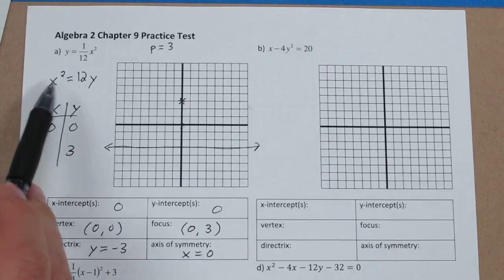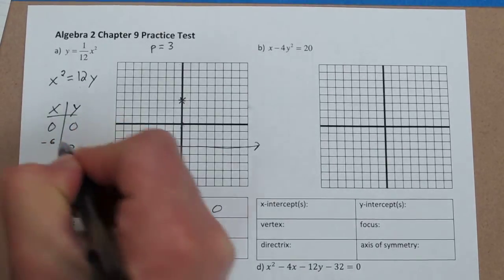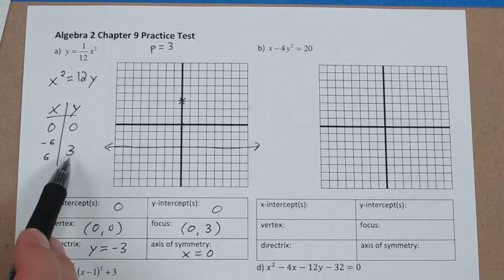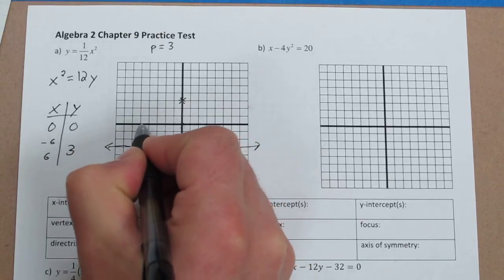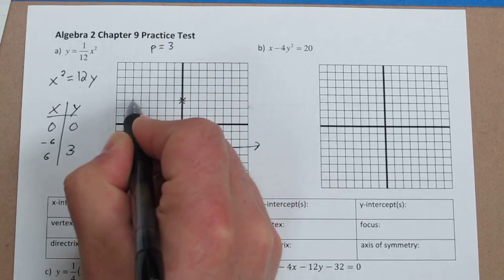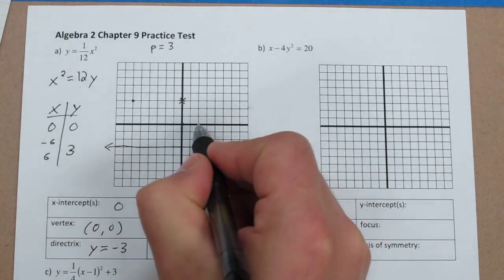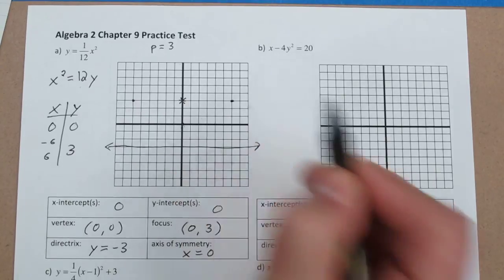What could we square to get a 36? Well, there's two values actually. You could square a -6 or a 6. So -6, 3 is on the graph. 1, 2, 3, 4, 5, 6, 3. And +6, 3 is on the graph. 1, 2, 3, 4, 5, 6, 3.